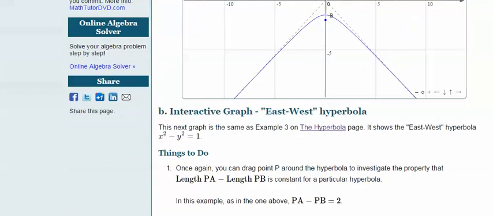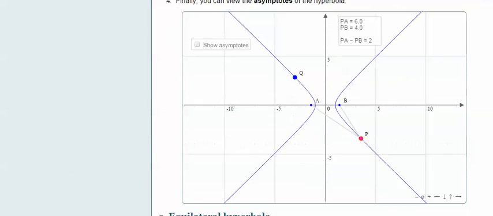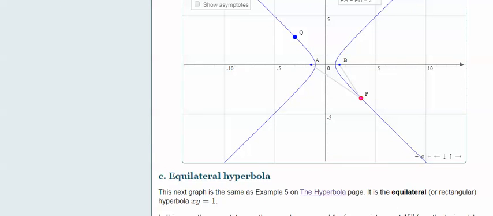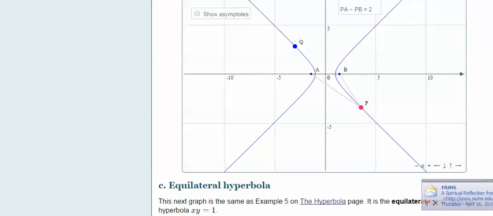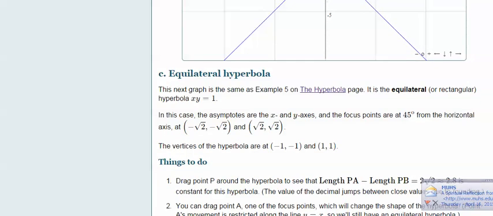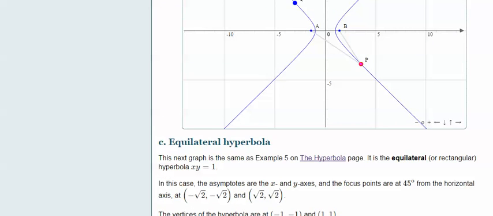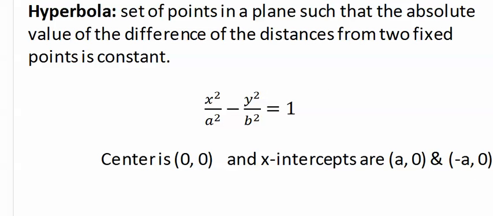If you scroll down, there's just a couple of other things too. Just like parabolas going left, right, up, and down, hyperbolas can do the same thing. So go ahead and change those around, play around with it. Look at the asymptotes. So our definition of a hyperbola is a set of points in a plane such that the absolute value of the difference of the distance from 2 fixed points is constant.